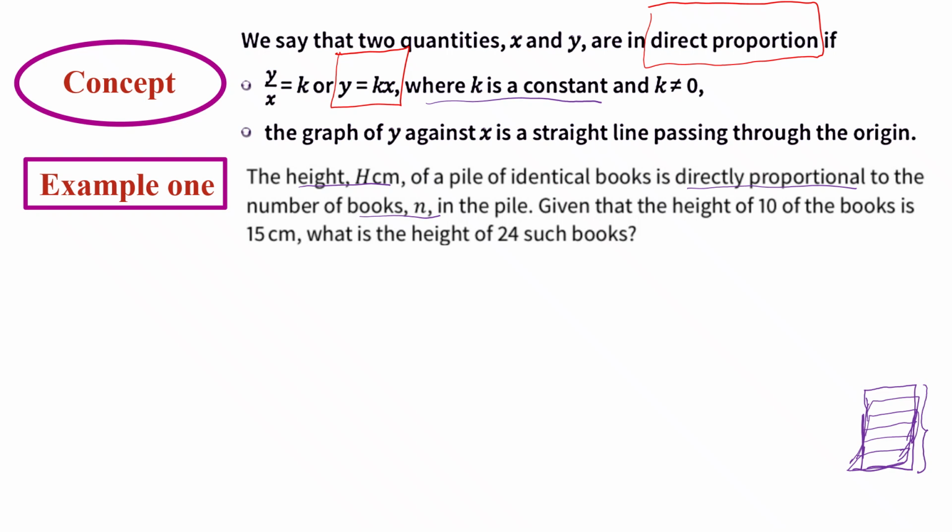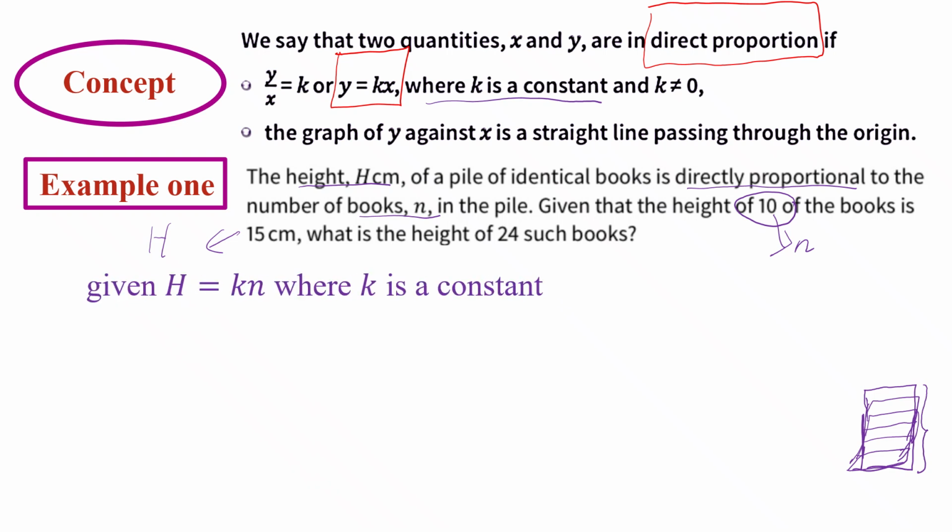Right, so you're given that the height of 10 books, at first there are 10 of them, and when you put them together, the height is 15 cm. So 15 cm represents your h, and the 10 represents your n. Usually they will give you one value of h and one value of n so that you can find a constant k. And then from there you can find your equation, which is very important because the equation will allow you to find other values of h given a value of n, or given a value of h, find n.